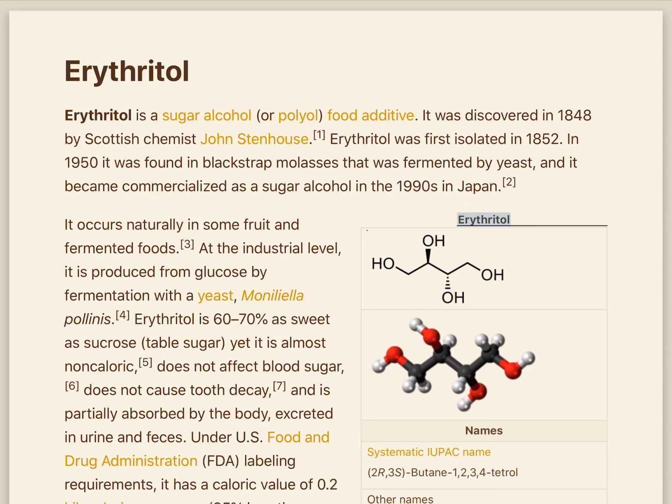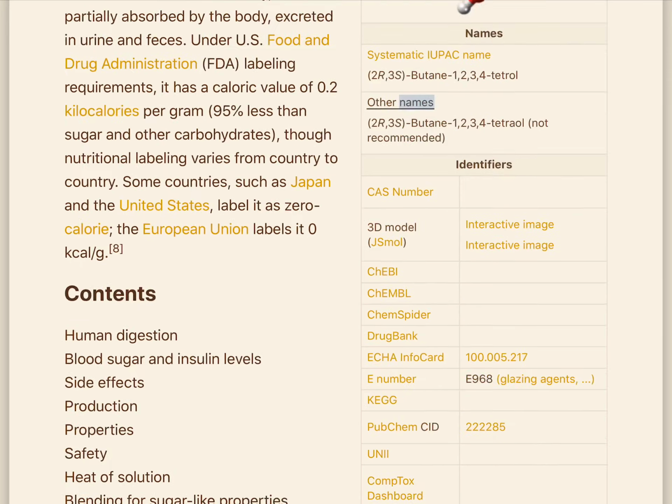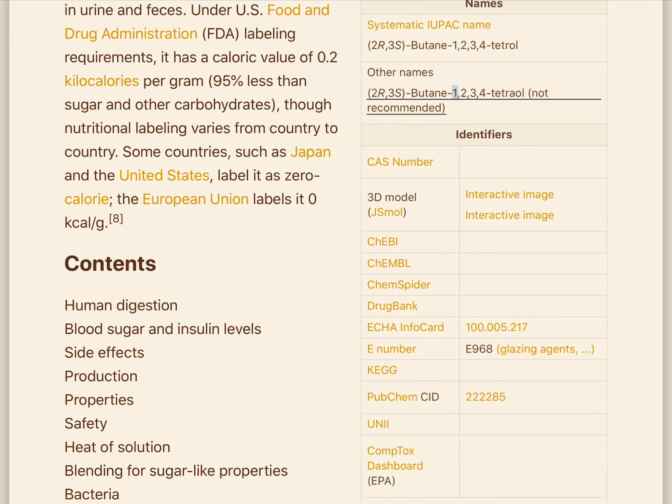Erythritol. Systematic IUPAC name: (2R,3S)-butane-1,2,3,4-tetrol. Other names: (2R,3S)-butane-1,2,3,4-tetraol (not recommended). Identifiers: CAS number, 3D model (JSmol), interactive image, ChEBI, ChEMBL, ChemSpider, DrugBank, ECHA InfoCard 100.005.217, E number E968 (glazing agents), KEGG, PubChem CID.